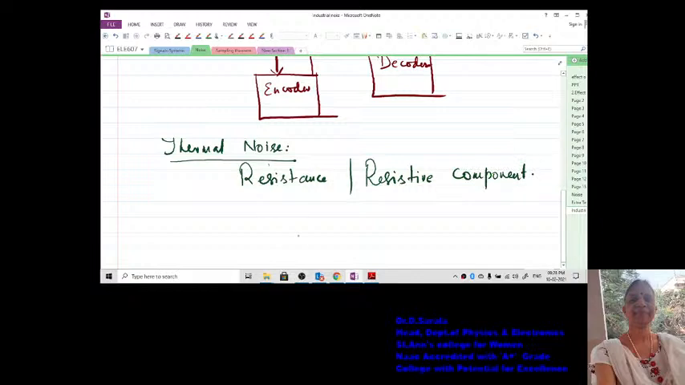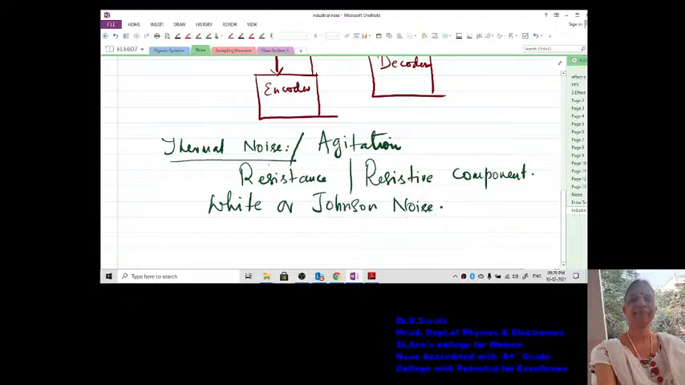Or a resistive component. This is referred to as thermal agitation or thermal noise. This is also referred to as white or Johnson noise. It is due to the rapid and random motion of the molecules inside the component itself. It is coming because of the component, right?